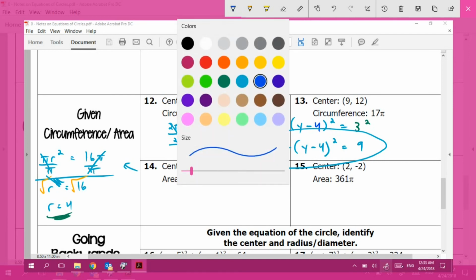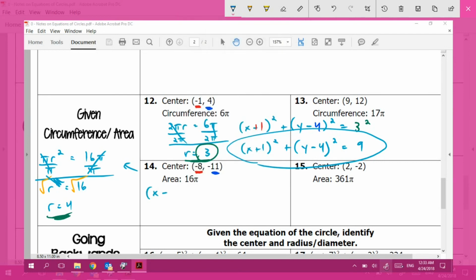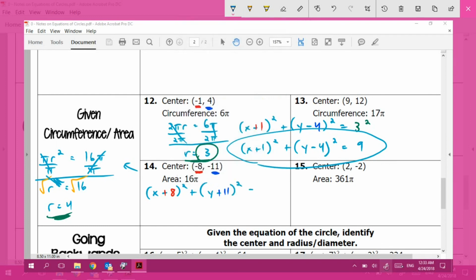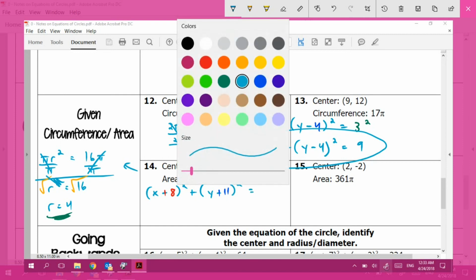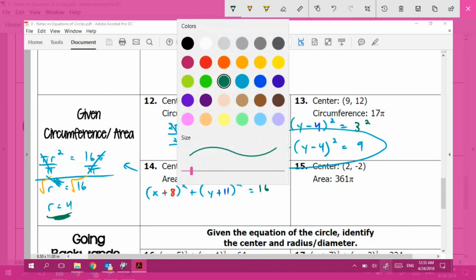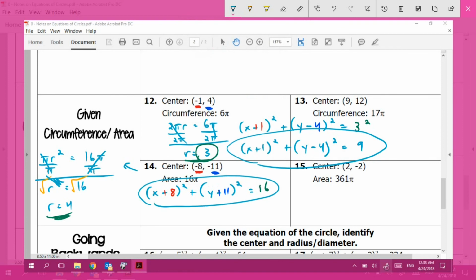So here we go. It's x minus, what do I have here? -8, which just turns into +8, squared, plus y minus -11, which turns into +11, squared equals, what's my radius? It's 4. I found that. So 4 squared, which is 16. So I'm just going to write 16. And that is the equation for my circle on number 14. So you guys try number 13 and 15.